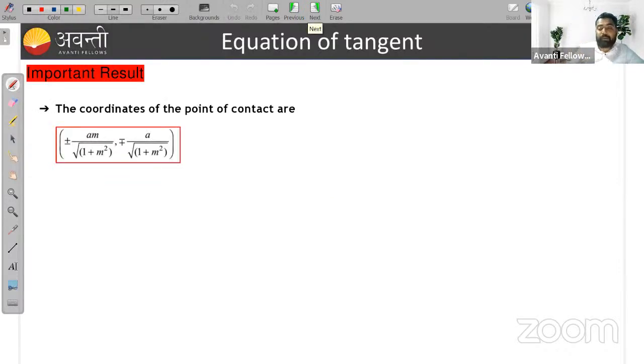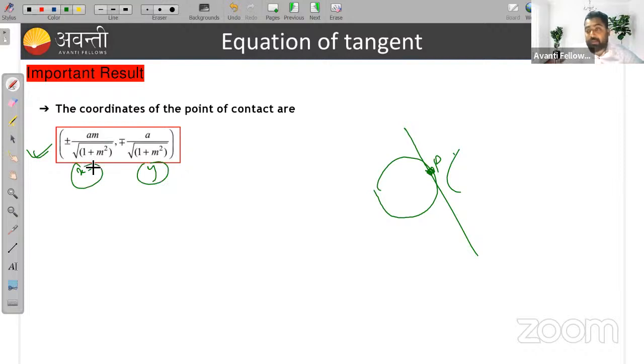So if you have a circle and also you are having a point on that circle, that is P, then the coordinate of point of contact is actually this. This is my x coordinate and this is my y coordinate of the point of contact, of which point you are finding the equation of tangent. Clear? Let's move.